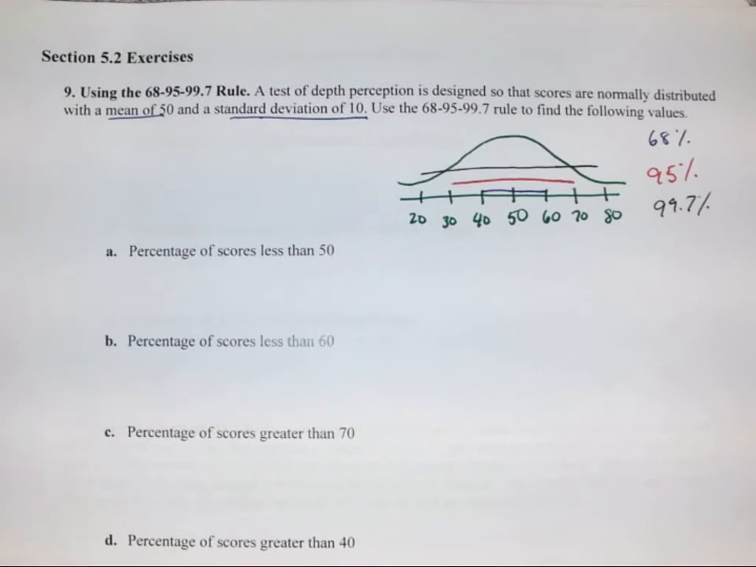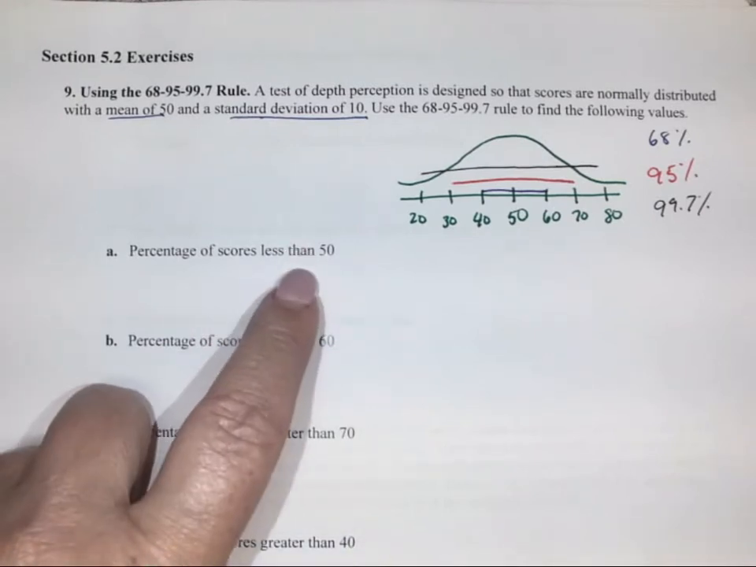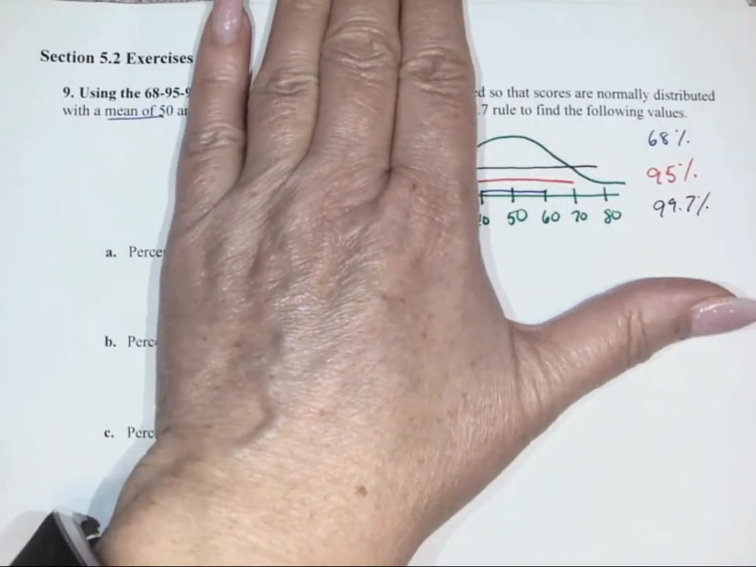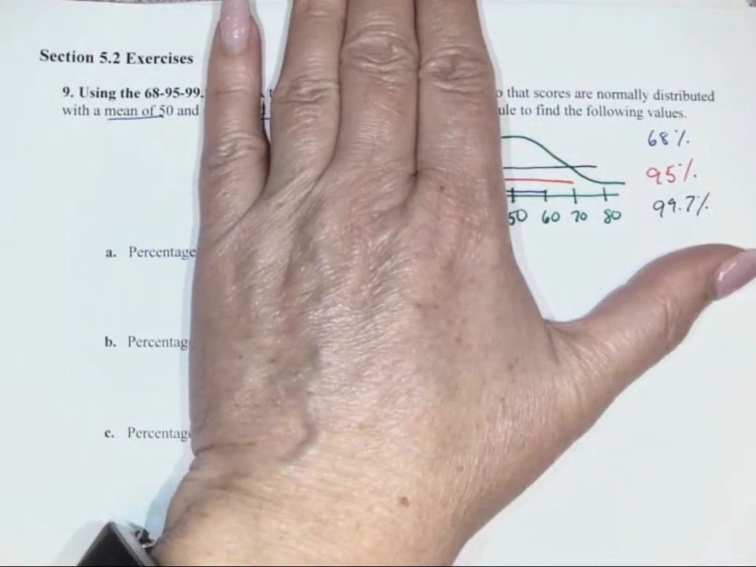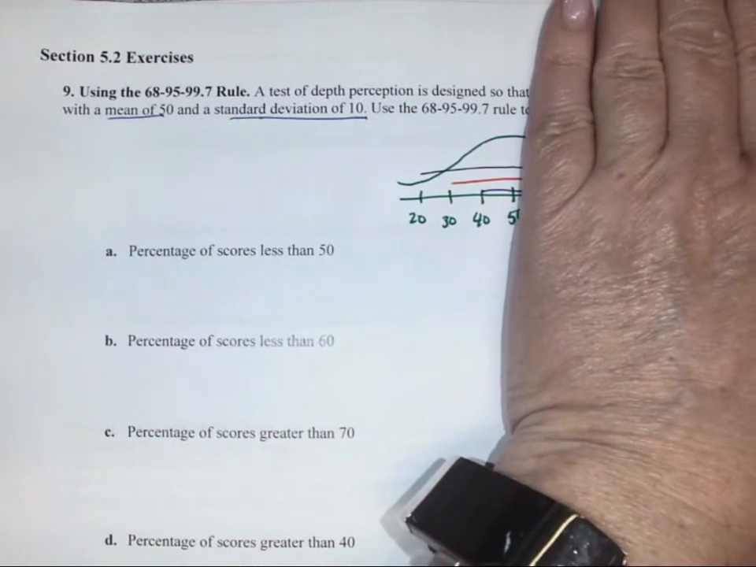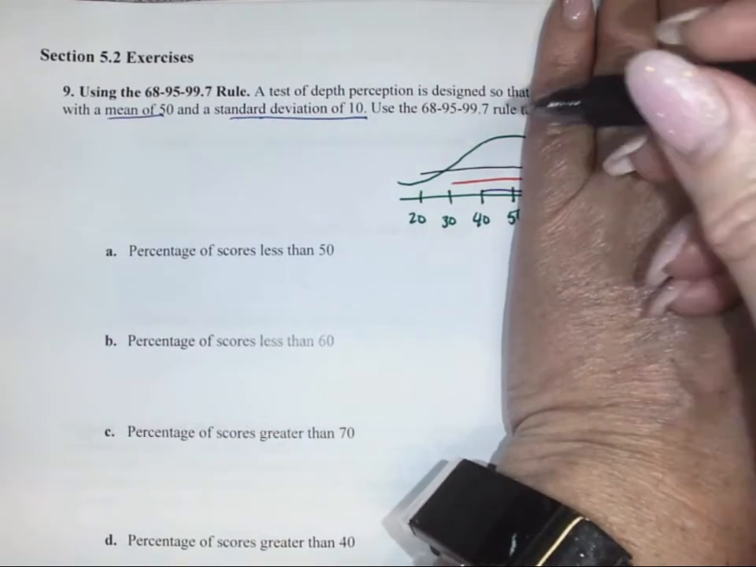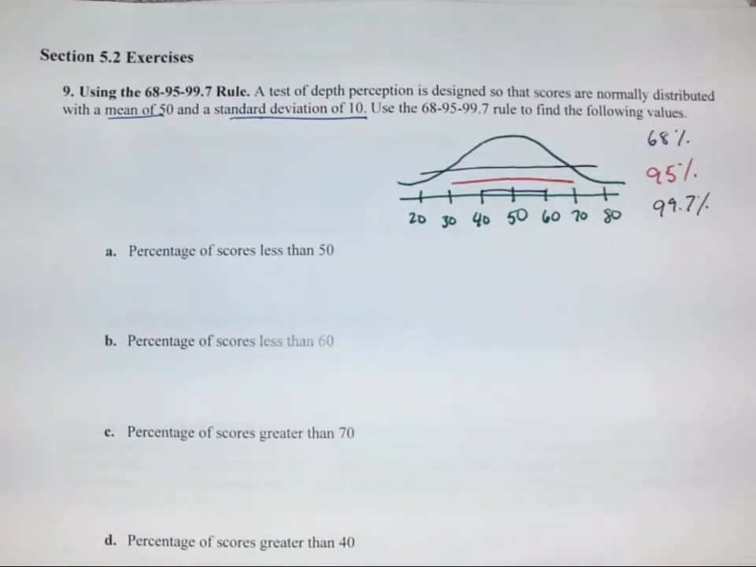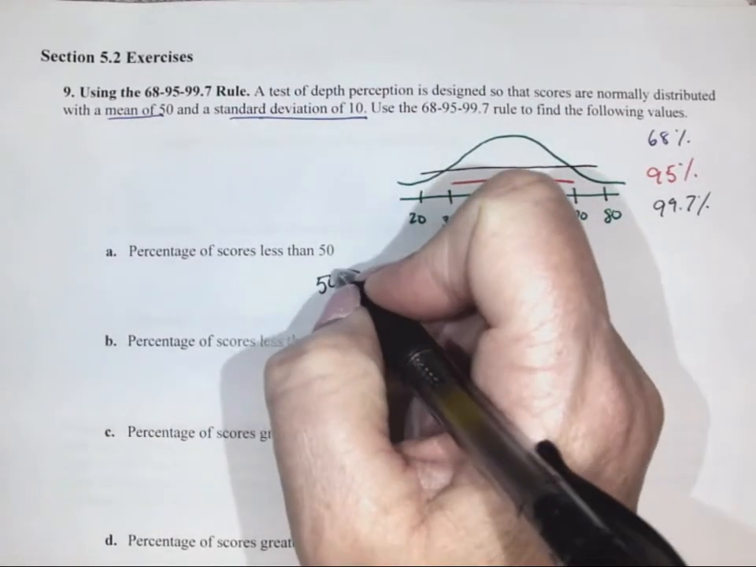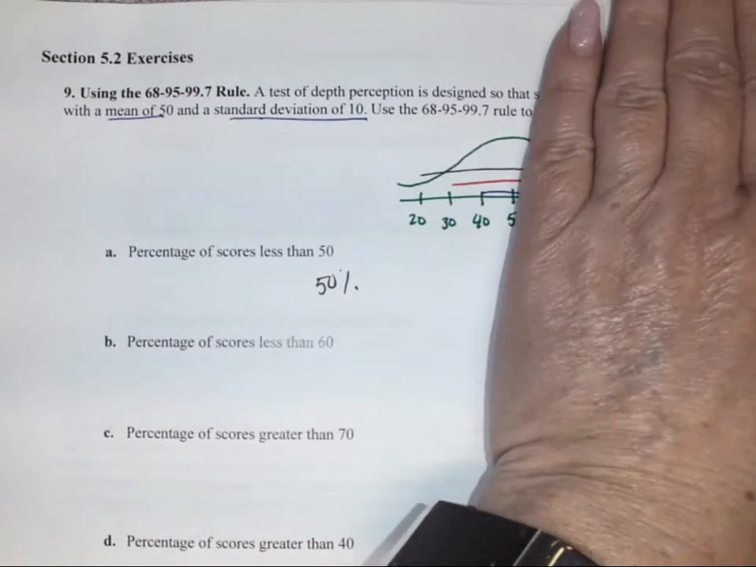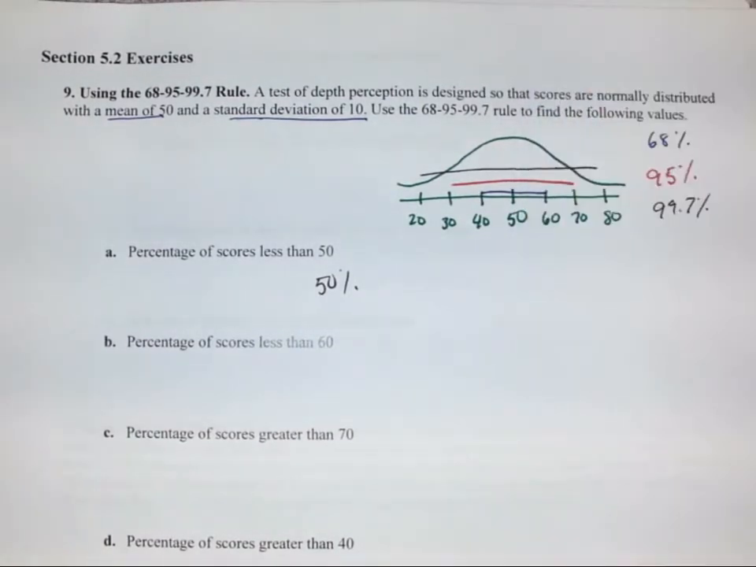So we're looking at the percentage of scores less than 50. So understand with the normal distribution, half of our data is above the mean and half of it is below. So if we're looking at the percentage of scores less than 50, that's 50% of the data or the scores. 50% of the scores are below the mean.